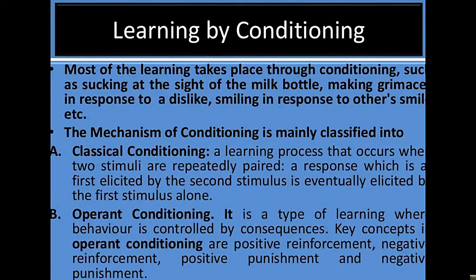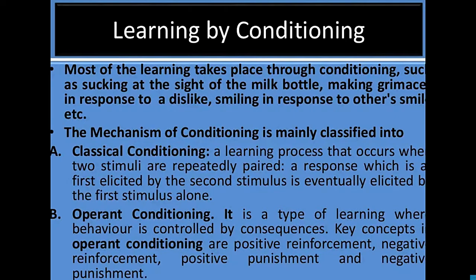Learning by conditioning. Most of the learning takes place through conditioning, such as sucking of the side of milk bottle, making grimaces in response to dislike, smiling in response to other's smile, etc. The mechanism of conditioning is mainly classified into number 1, classical conditioning. This is a learning process that occurs when two stimuli are repeatedly paired. A response which is at first elicited by the second stimulus is eventually elicited by the first stimulus alone.